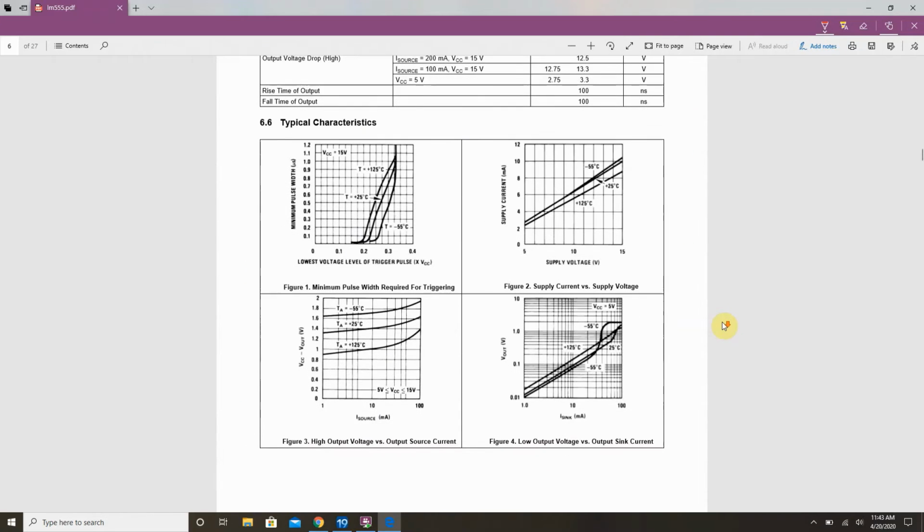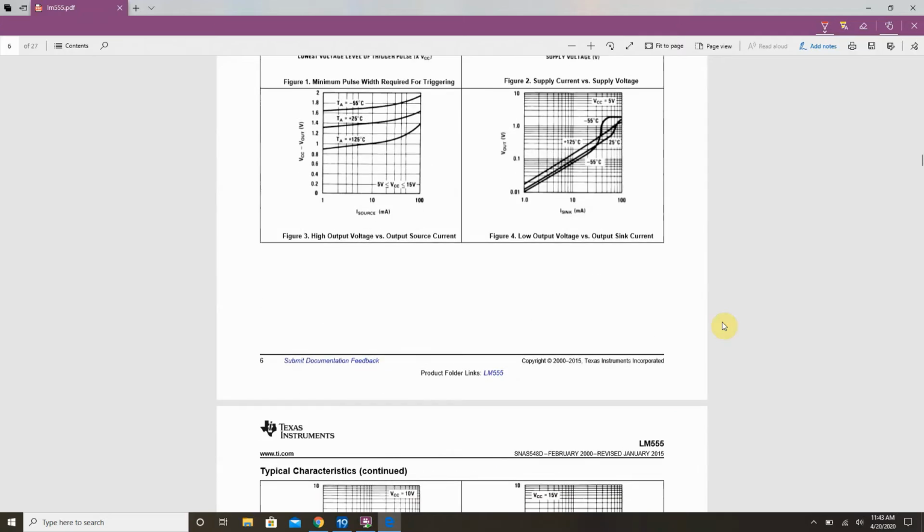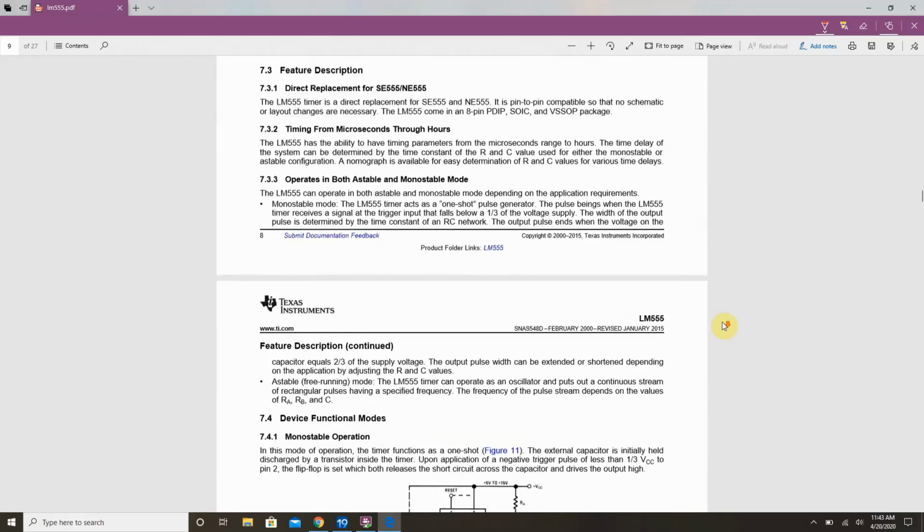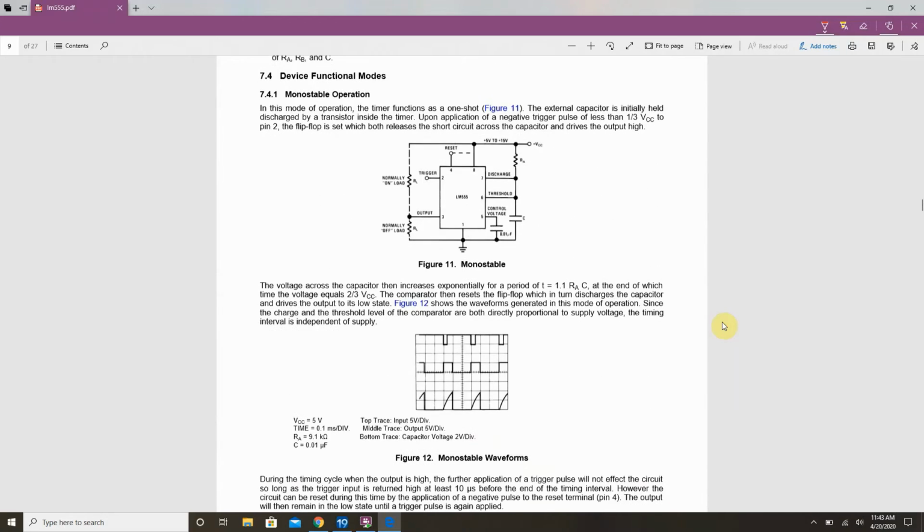Now, it also gives you some nice characteristic curves. We're not going to worry about those at this point. If we were in class, it'd be a lot easier. But if we go down to section 7.4, here's the great thing about this spec. Monostable operation, again, that's one of the circuits that we're going to build. And guess what? They actually give you the entire circuit. This is the monostable circuit. You don't have to design it from scratch. They give it to you.